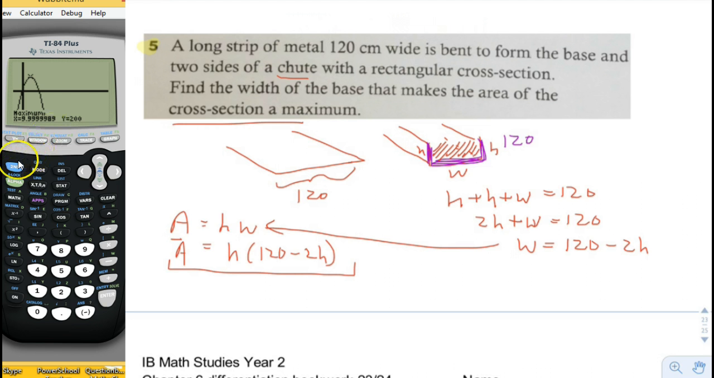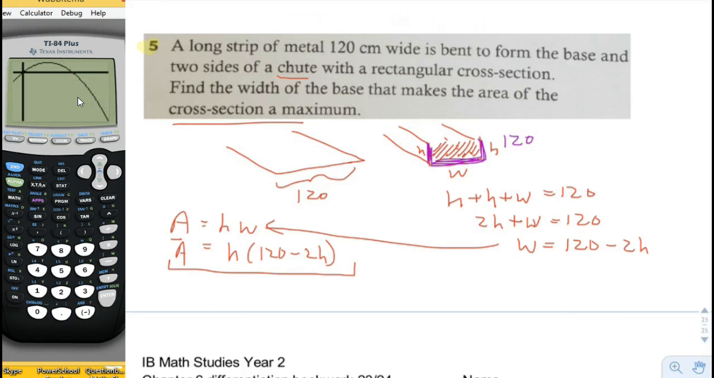And so now we can put that in the calculator, and we can change the H to an X because there is no X in the calculator. And we'll put 120 minus 2H, or 2X. And then we'll graph it, and we'll get a quadratic. We can't see too much of it. Maybe we should do zoom fit, which is option 0. Oops. Zoom, option 0, and there it is.